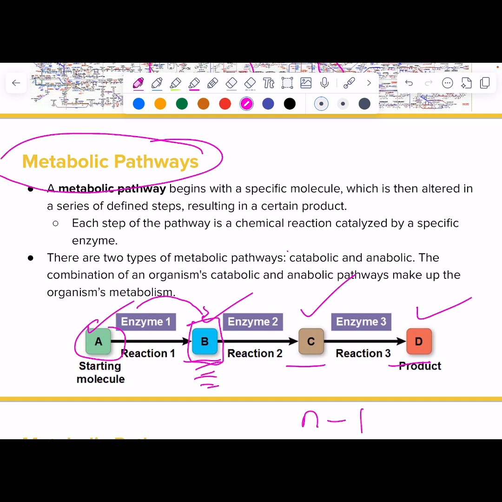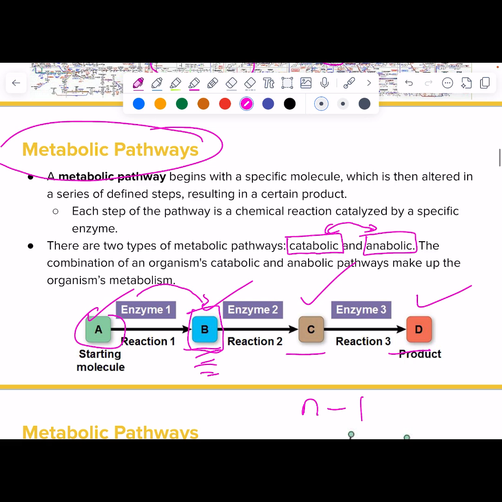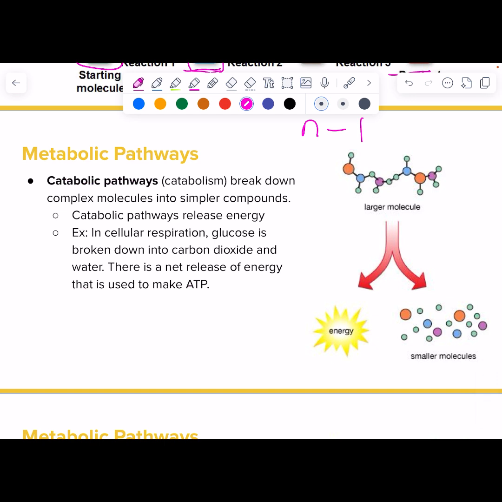Then the next thing that you need to understand is that metabolic pathways, or the different kinds of reactions, are divided into 2 types: anabolic reactions and catabolic reactions. When we combine these together in our body, it gives the total reactions inside of us. We need to understand the meaning of catabolic reactions, or catabolism, and anabolism. Catabolic pathways result in the breakdown of complex molecules into simpler compounds. So you begin with something extremely complicated, and then you break it down into simple things.